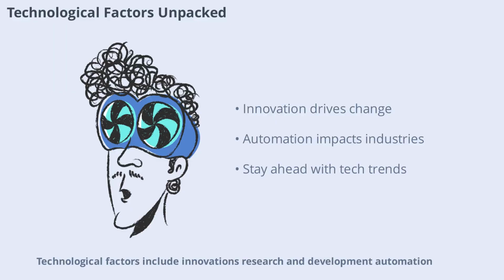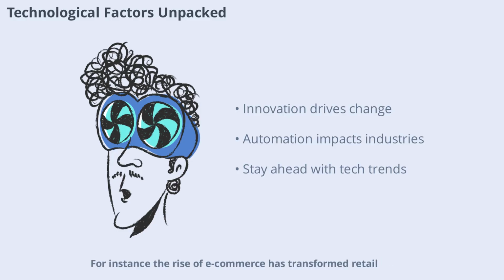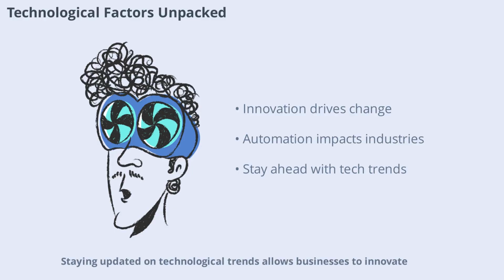Technological factors include innovations, research and development, automation, and the rate of technological change. These can create new business opportunities or disrupt existing industries. For instance, the rise of e-commerce has transformed retail while automation is reshaping manufacturing. Staying updated on technological trends allows businesses to innovate, improve efficiency, and maintain a competitive edge.